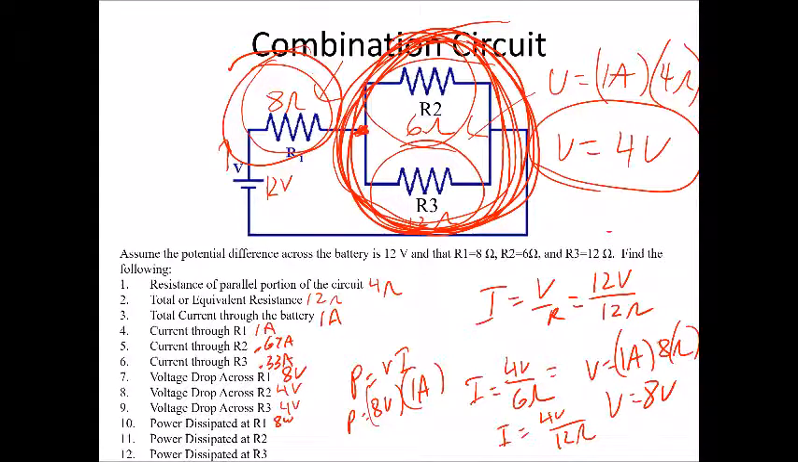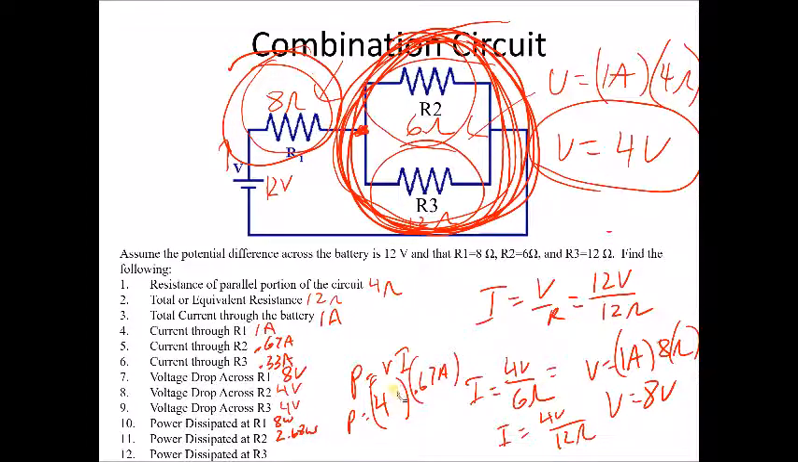At resistor 2, same relationship. We're going to take the voltage drop across resistor 2, 4 volts, times the current through resistor 2, 0.67. Multiply that out, and we end up with 2.68 watts dissipated at number 2.